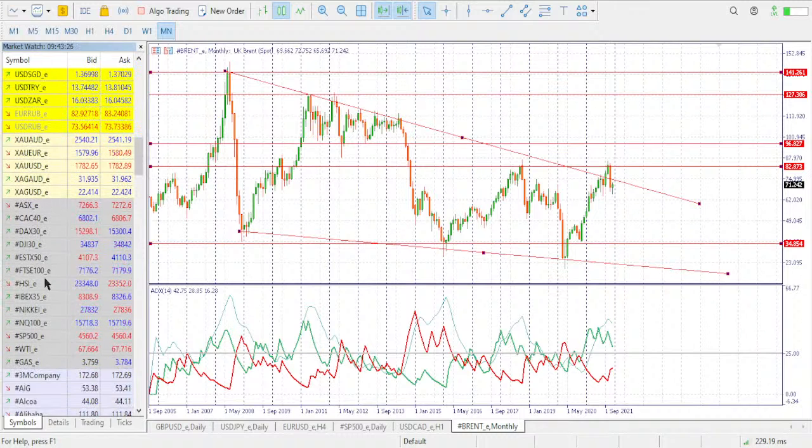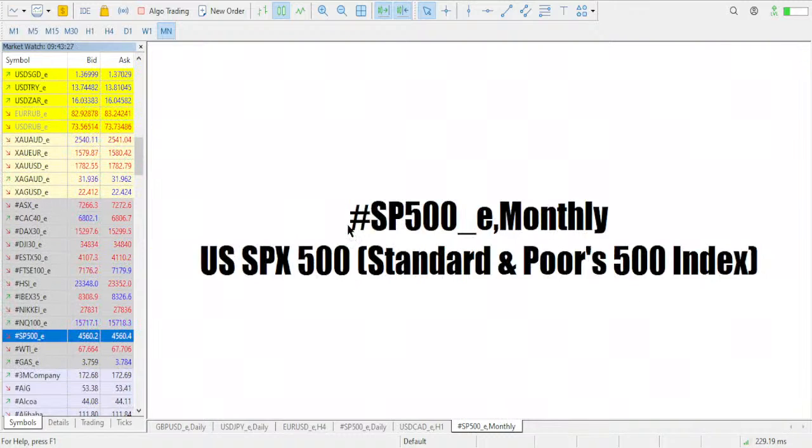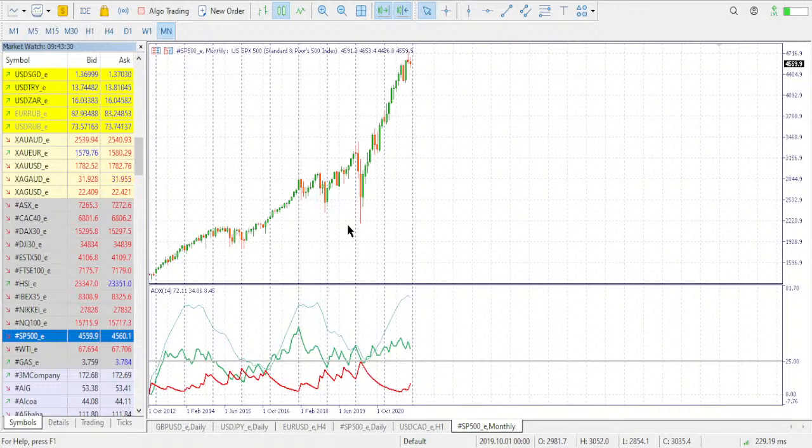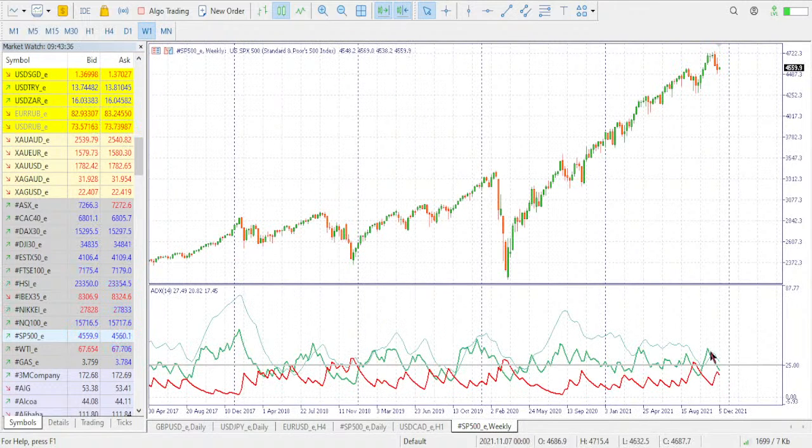The next symbol is the SP500. With the SP500 so far, you can see on this indicator that we are in an active uptrend. The thin line is above 25, and then the green line is above the red line, which means we are in an uptrend. So I recommend you look for buy positions. Despite whatever is happening now, you can see that there's a sell.